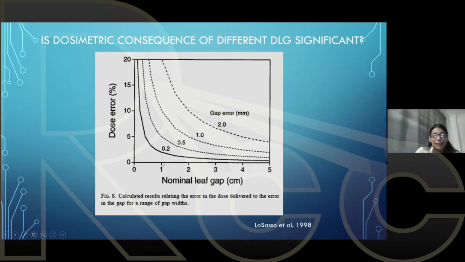So let's say that you have a 1 millimeter error and your nominal leaf gap is 1 cm, you can see that you might end up with a 12% difference in your delivered dose. So it's very important you are very careful when you are measuring the DLG values.